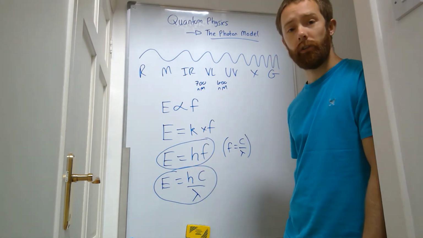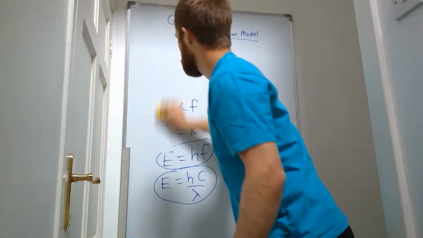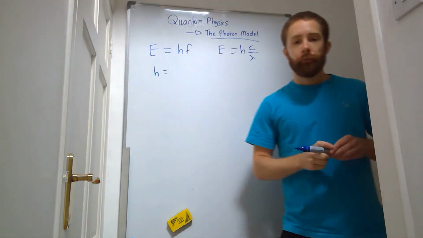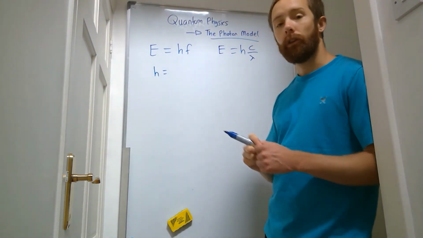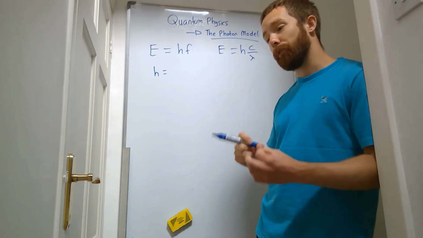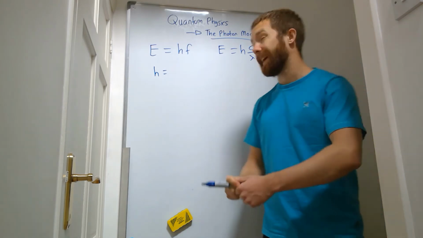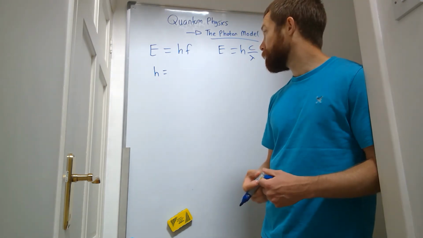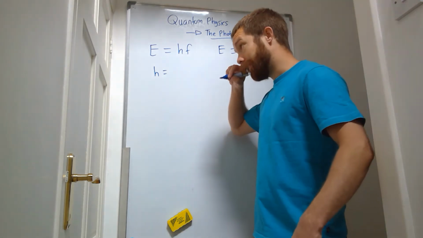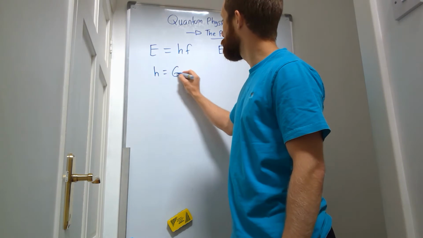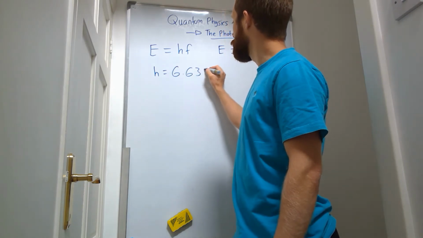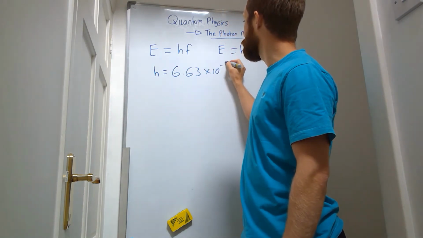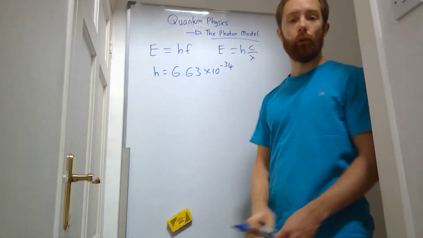But what is this constant here? This Planck constant is an extremely small number. It is the smallest number that you're going to be using in A level. And Planck's constant is given by the number 6.63 times 10 to the minus 34.